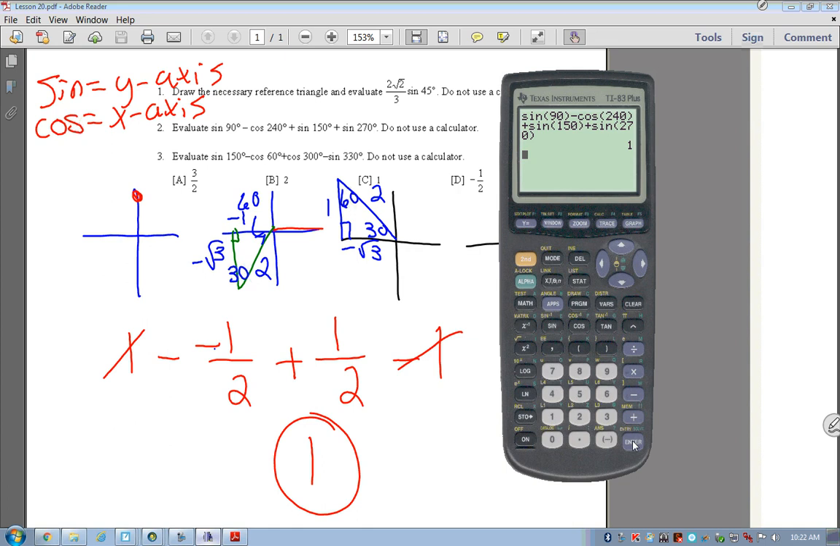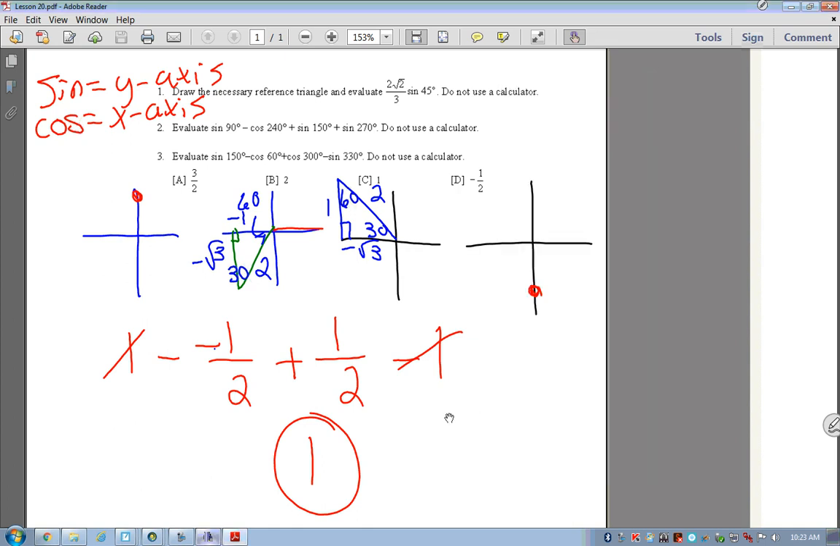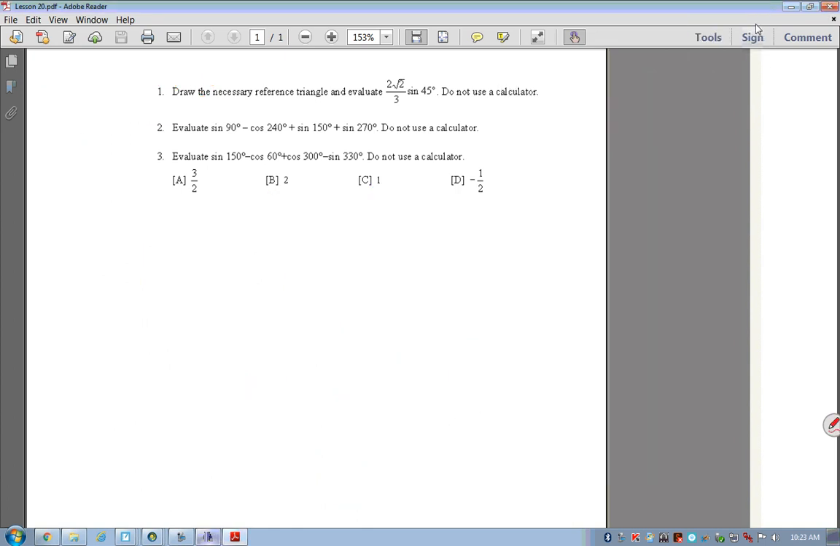Was that part of your question? Yep. Got to show those triangles. Okay? Use the calculator to check your work. Now, if you're taking the ACT, what should you do? Use your calculator. Okay? Question number 3 is the same type of question, and you end up with C as an answer. Okay?